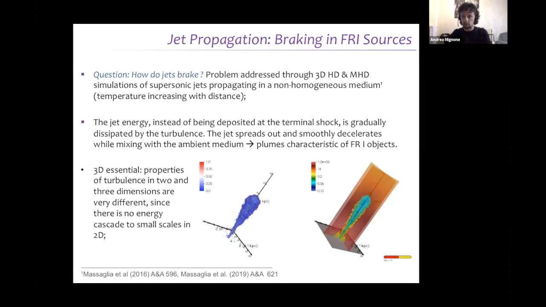This deceleration process gives rise to entrainment and mixing with the ambient medium, giving the characteristic plume-like feature of FR1 objects. I would like to stress that this simulation should always be done in 3D, okay? 3D is essential here, just because the properties of turbulence in 3D are very different from the properties of turbulence in 2D, because actually there is no energy cascade to small scales in 2D.